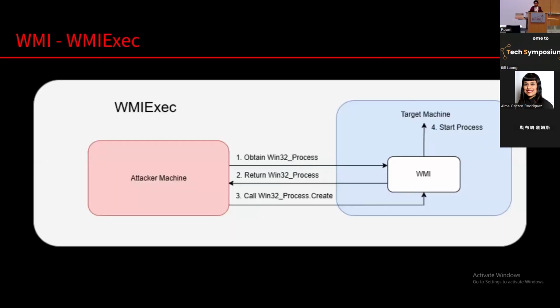The actual flow of this whole process is pretty simple. As I lay down this diagram, you have your attacker machine, which gains access to this Win32 process class from the WMI server that is running on the Windows target, which it does by default. And then that's going to return to the attacker a handle to Win32 process, which we can use to call create. And that create is just going to start a process of our choosing, whether it is an executable we've uploaded, or let's say a command like cmd.exe /c whoami, or whatever.